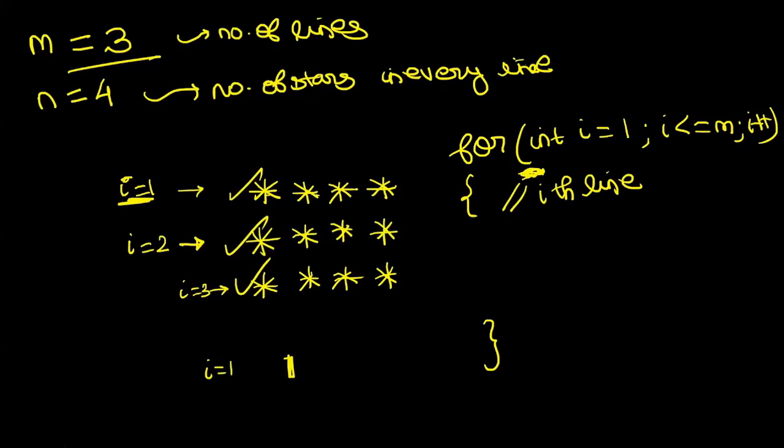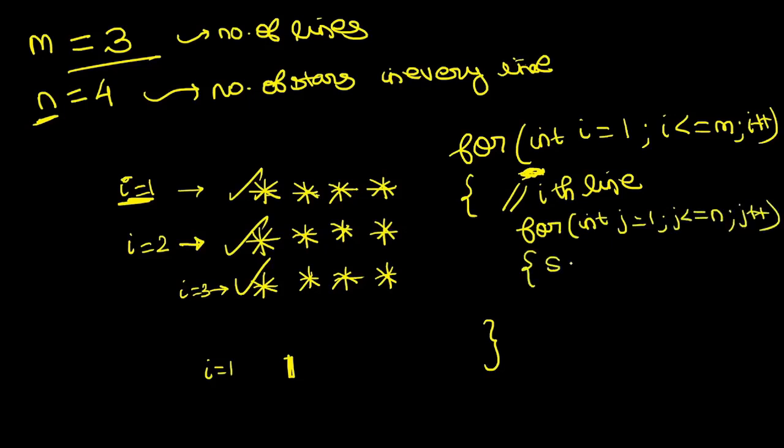So what do I need to do, guys? I need to print 4 stars, or more precisely, I need to print n stars. So मैं क्या करूँगा भाई? I am standing on the ith line now. So let me print n stars in this particular line. So what I will do? Run another loop. For int j equal to 1, j less than equal to n, j plus plus.